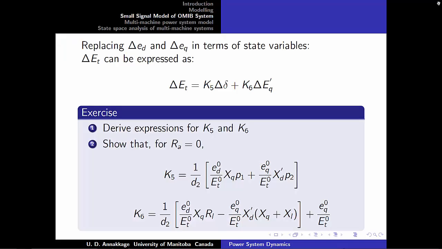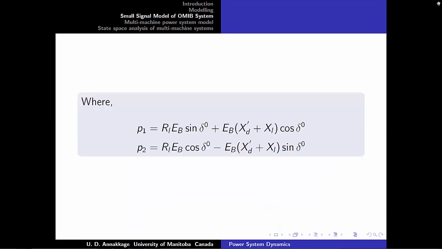Now here is another exercise for the students. Using the previously derived relationships between dq components and state variables, show that delta ET can be expressed as delta ET equals a constant K5 times delta delta plus another constant K6 times delta EQ prime. The two variables P1 and P2 in the equations for K5 are given by these two expressions.